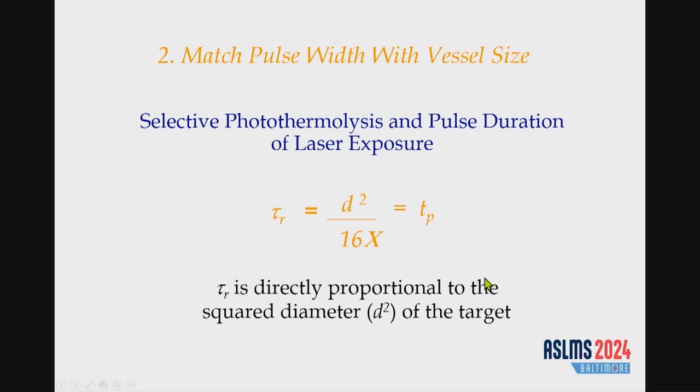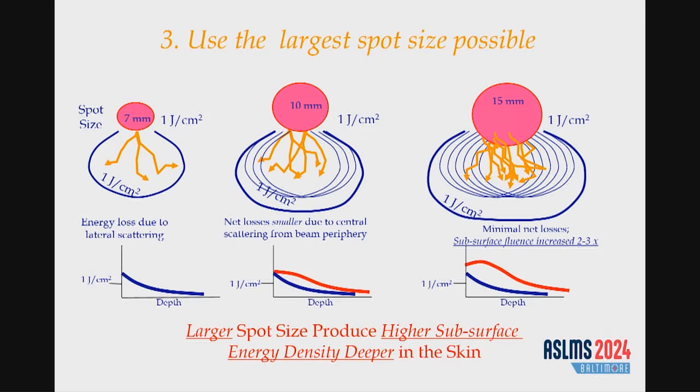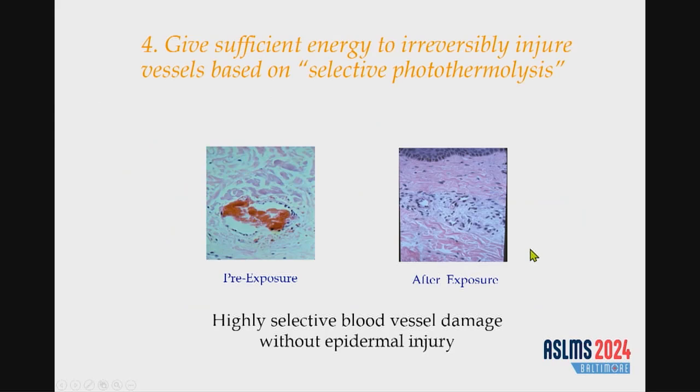The second thing we need to do is to match the pulse width with the vessel size based on the concept of selective photothermolysis, where the thermal relaxation time is directly proportional to the square of the diameter of the target, and I'll come back to that in a few minutes. As was alluded to in the last session, you always want to use the largest spot size you can, because when you use larger spot sizes, you get a higher subsurface energy density, which makes the treatment more effective. And then finally, you need to give it sufficient energy so that you can successfully coagulate the blood vessels underneath the skin. So all these treatments are based on these four simple principles.